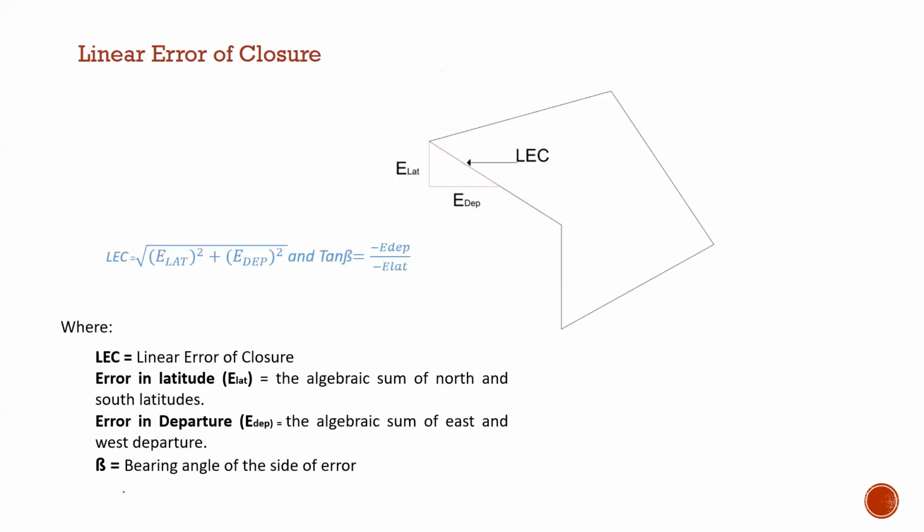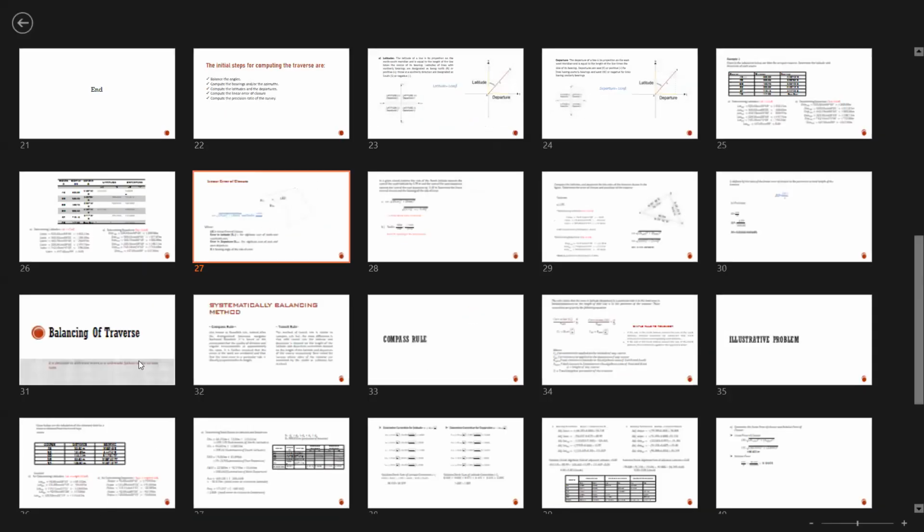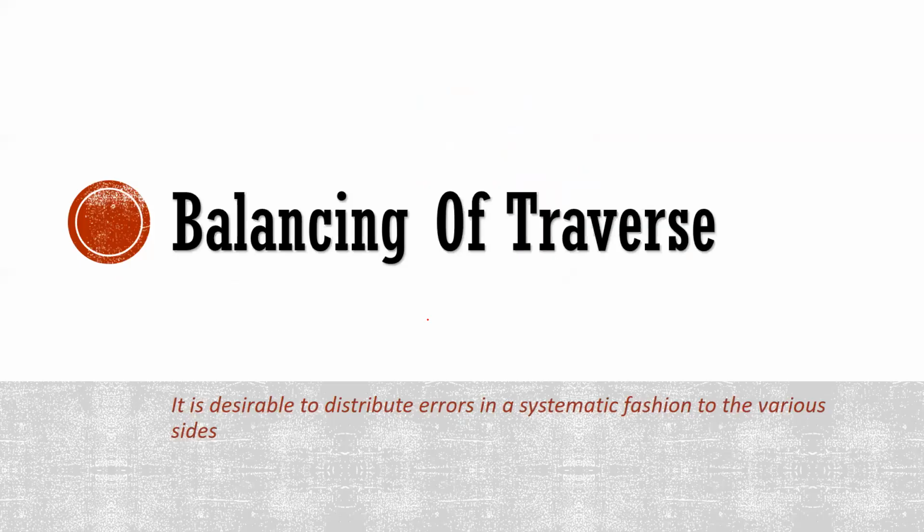Okay? So, next natin i-discuss is the balancing of traverse. If meron tayong error from the surveying, we need to distribute the error. Diba? Hindi natin siya pwedeng i-correct lang sa isang side. So, let's say, ito yung closed traverse natin. This is your closed traverse. So, meron kang error na ganitong magnitude. So, dapat lahat ng side na yon is makakatanggap ng correction.